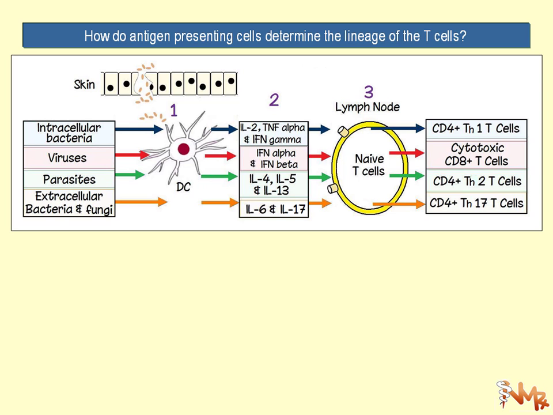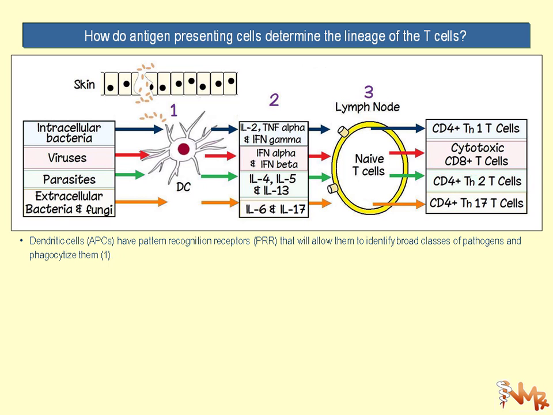For instance, when intracellular bacteria are phagocytized by DCs, they cause changes in the DCs, not only activating them and making them voracious phagocytes, but also inducing the nucleus of DCs to produce interleukin-2, tumor necrosis factor alpha, and interferon gamma. When that DC migrates from the periphery to the lymph nodes, it passes on those cytokines onto the T cells. This causes naive T cells to develop into CD4 Th1 cells.